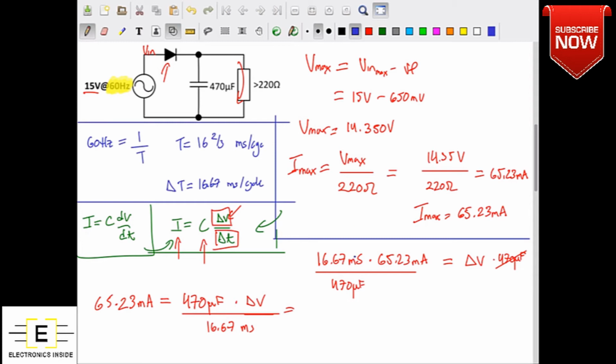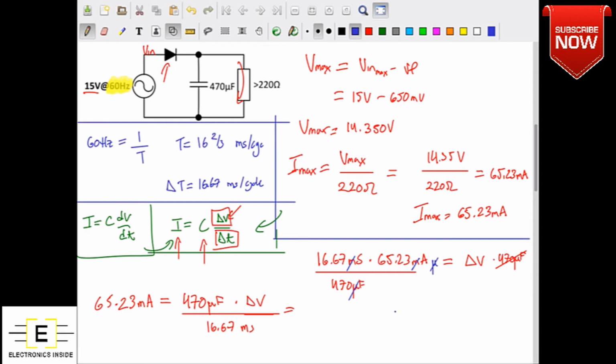So we wind up with a milli times a milli, which gives us a micro, right? If we have a milliamp, it's a microamp, right? It's a thousandth of an amp. So for example, a milli times a milli here gives us 1 micro. We have a micro on the top and a micro on the bottom, so they cancel out. And we wind up with 16.67 seconds times 65.23 amps divided by 470 farads.